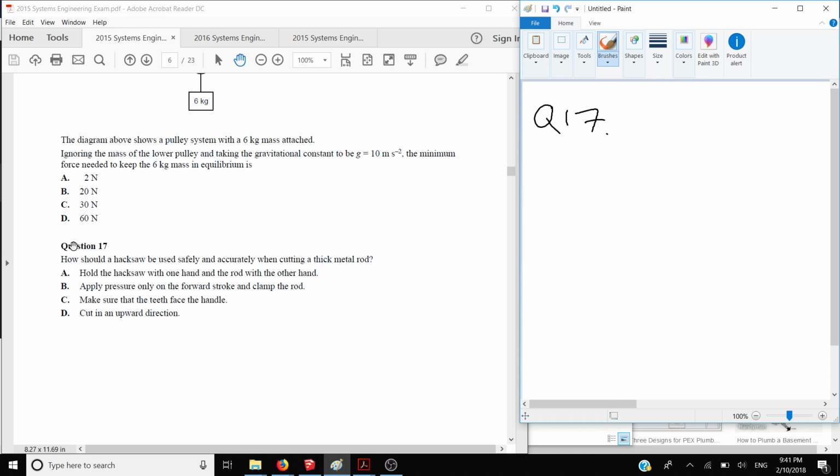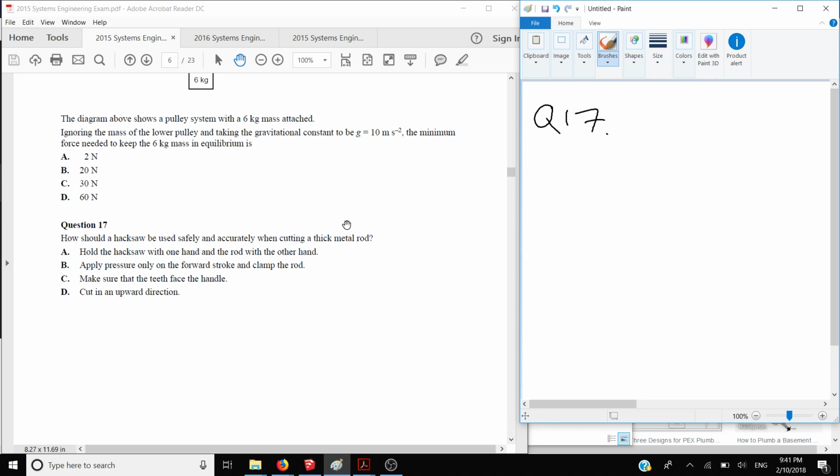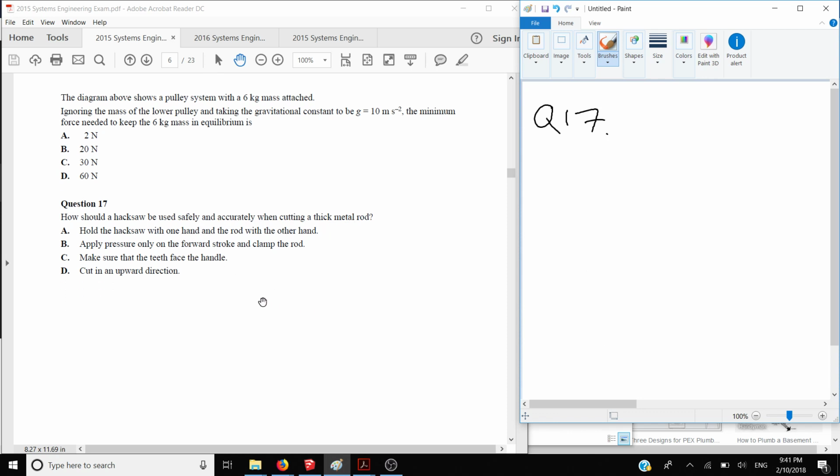Question 17. How can a hacksaw be used safely and accurately when cutting thick metal rod? Okay, so think about this, right? Hold the hacksaw with one hand and the rod with the other hand. I mean, no. Why would you do that? It's a terrible idea. Apply pressure only on the forward stroke and clamp the rod. I mean, those both sound like good suggestions.